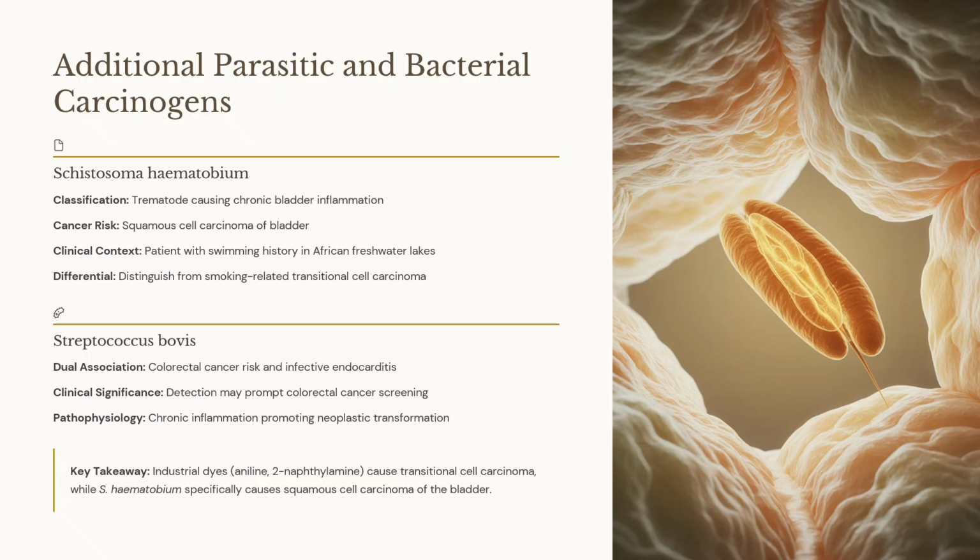On the other hand, other causes like smoking or aniline dyes will result in transitional cell carcinoma of the urinary bladder. What about Streptococcus bovis? This is a bacterium and it causes colorectal cancer. In addition, it will also result in infective endocarditis. So I would like to tell you that aniline dyes will cause transitional cell carcinoma of the bladder, while Schistosoma haematobium will cause squamous cell carcinoma of the bladder.